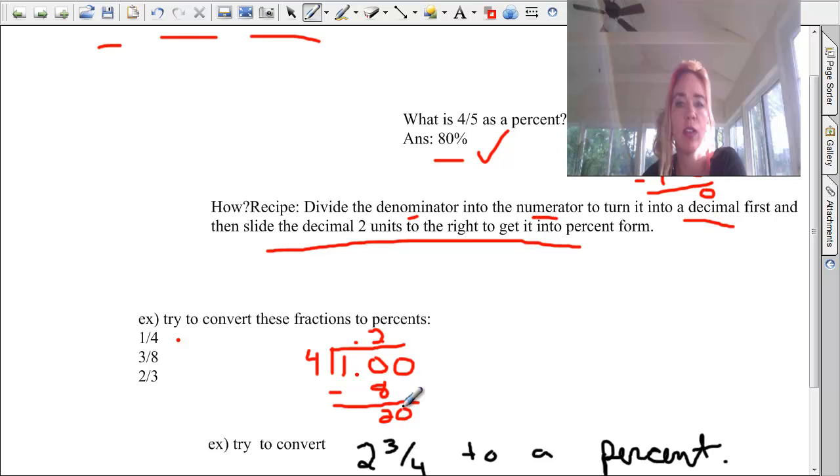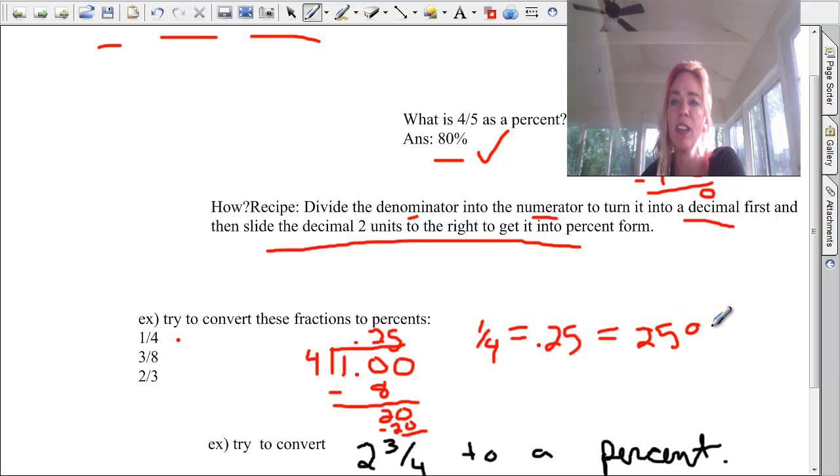What's called a trailing 0. 4 into 20 goes 5. 5 times 4 makes 20. Draw the line and subtract. So, aha! Now we're seeing that 1/4, that's a common one that most people already know. 1/4 is 0.25, and now we know, slide the decimal 2 to the right, and voila, you've got 25%.